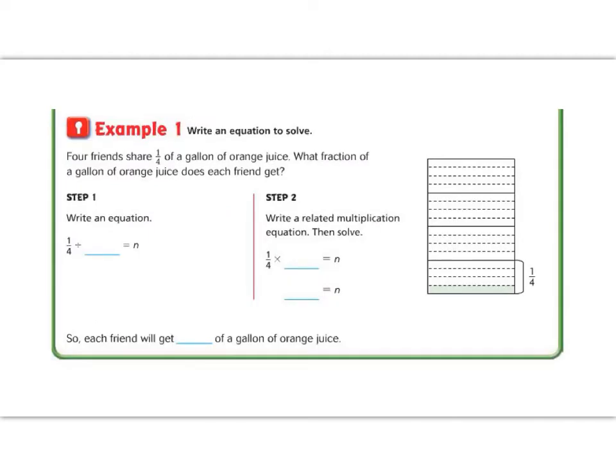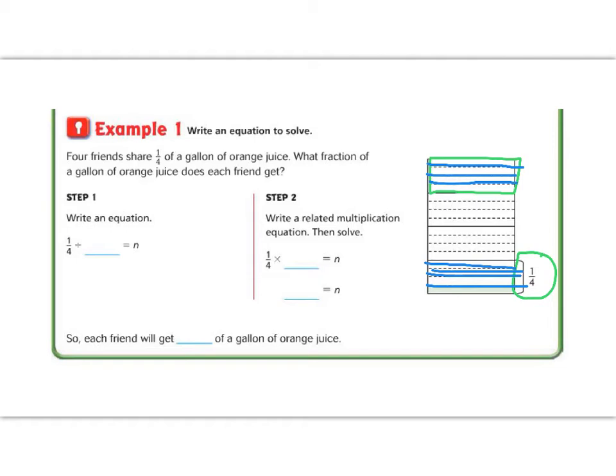Example 1 says 4 friends share 1 gallon of juice. What fraction of juice will each friend get? So they drew one big rectangle to represent my 1 gallon of juice. Then I split that into groups of 4. So you can see here I have 1/4 of the gallon of juice. And 4 friends are going to split that. That is why we have split each piece into 4, because those friends are going to share the 1/4 that's still in the bottle.